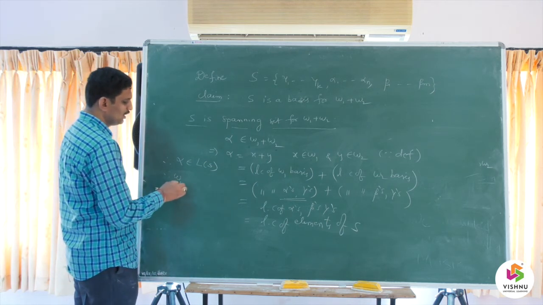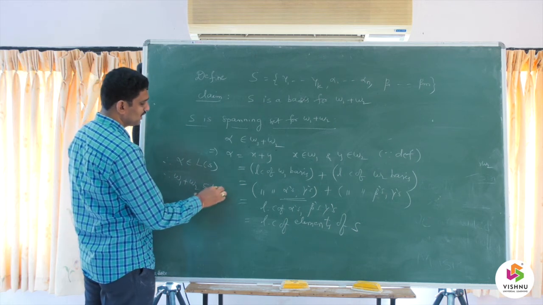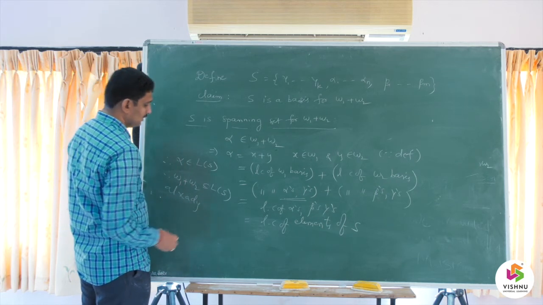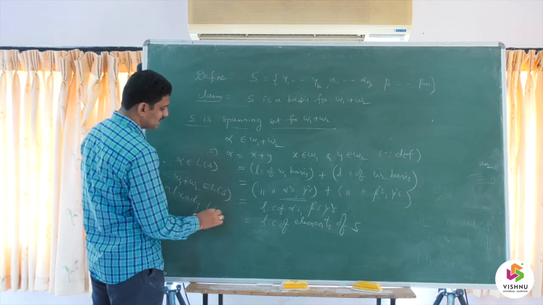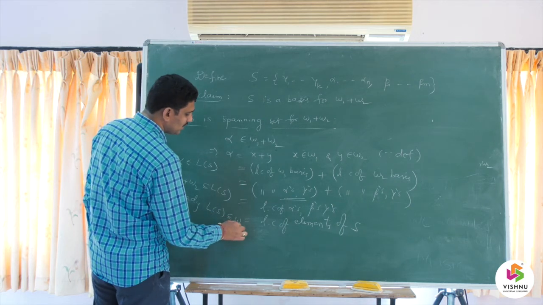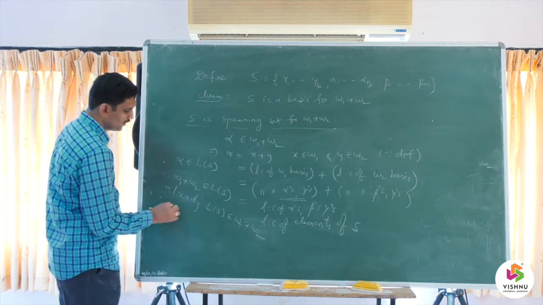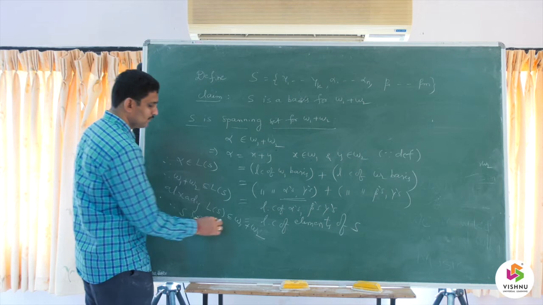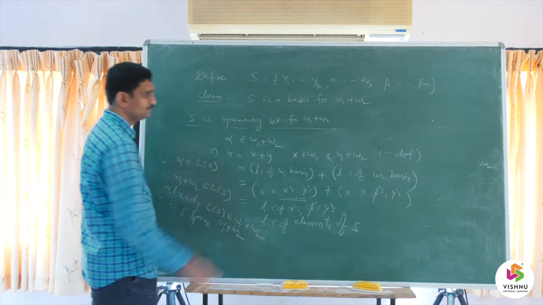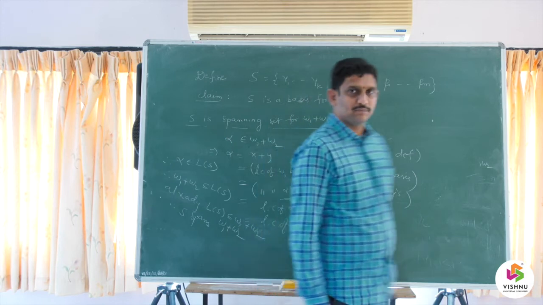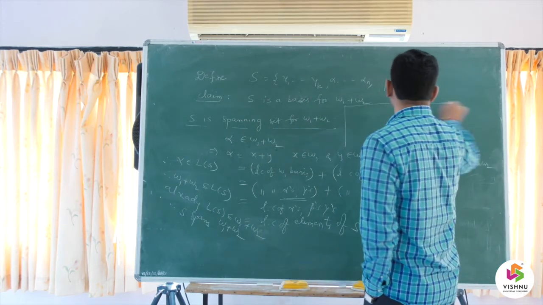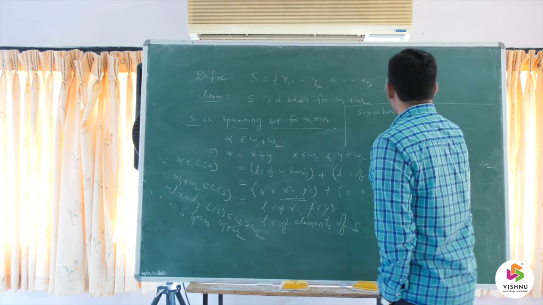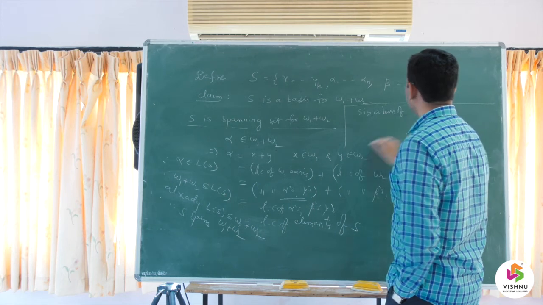Therefore, we can say that W1 plus W2 is a subset of L of S. Already we know that L of S is a subset of W1 plus W2. Hence, we can confirm that S spans W1 plus W2. Okay. Now I will write the final output there. Therefore, S is a basis of W1 plus W2.